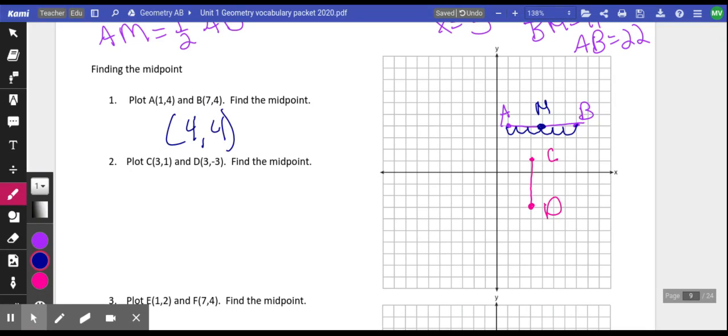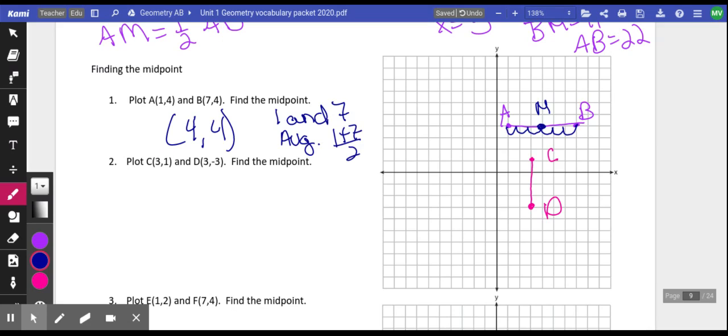And another way to think about it is they have the same y coordinates, so I'm looking for the middle between 1 and 7. So the middle between 1 and 7 is 4 because I find the average. So 1 plus 7 divided by 2 gives me 4.